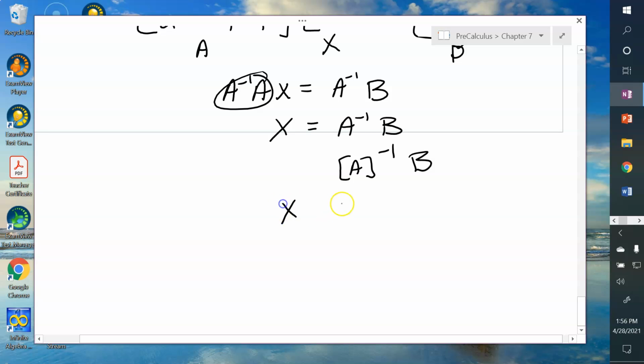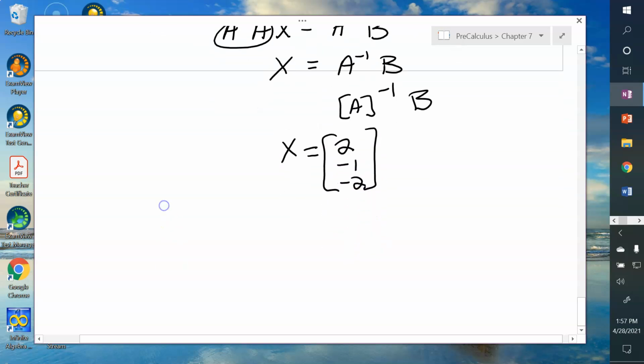So matrix X is going to equal 2, -1, -2. What this means is variable x equals 2, because that's the one on top. X goes on top. Variable y is -1, and variable z is -2.